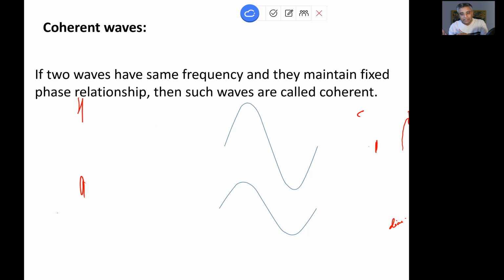They are keeping a fixed phase relationship. How do I know it? See, this is again lining up with each other, right? So if the frequency is the same and if they are keeping a fixed phase relationship, then that kind of wave is called a coherent wave. And this interference phenomenon occurs only when we have coherent waves, okay?